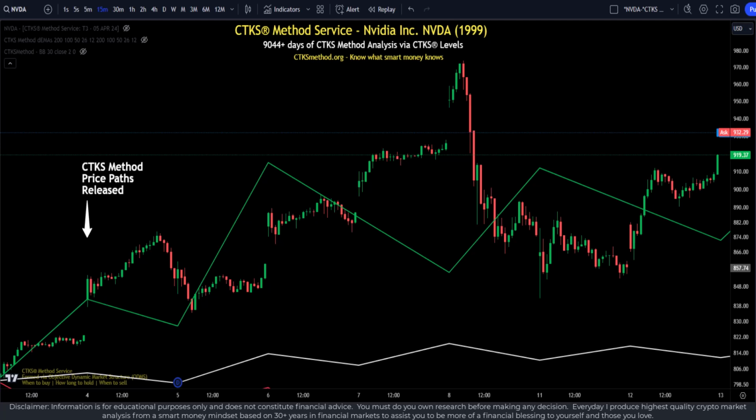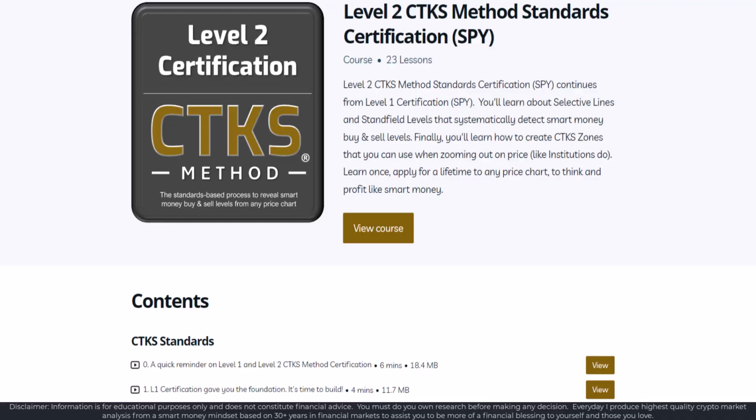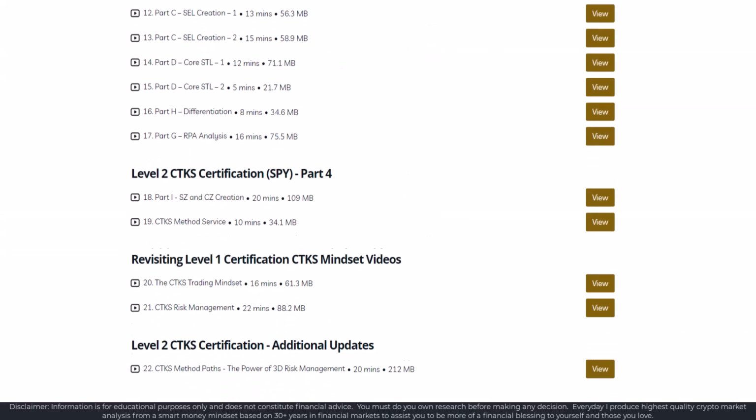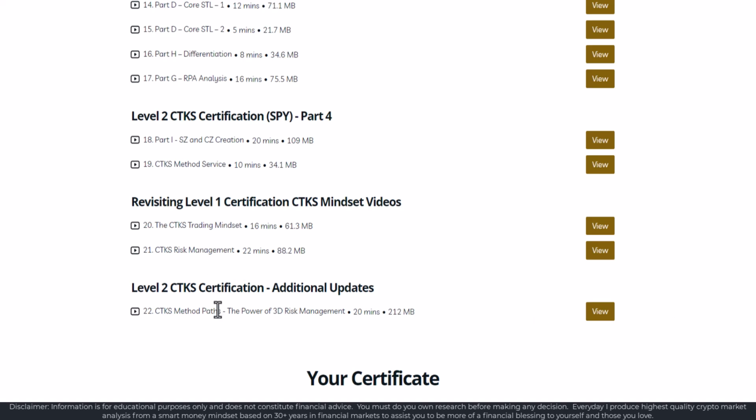We see this inside crypto all the time. We have massive explosions in price and then they come back to the normalized price path. Drawing up CTKS Method price paths is part of level 2 standard certification. It's lesson 22. As you can see, it's incredibly powerful.